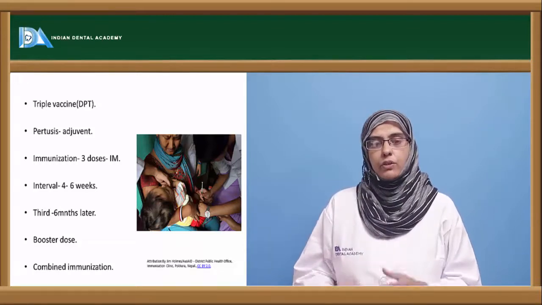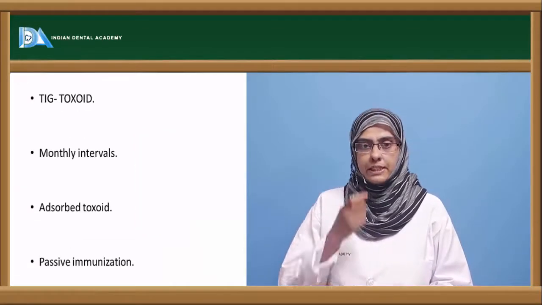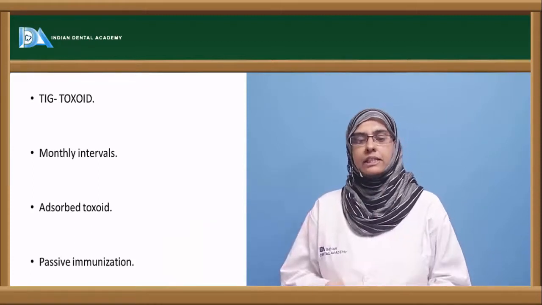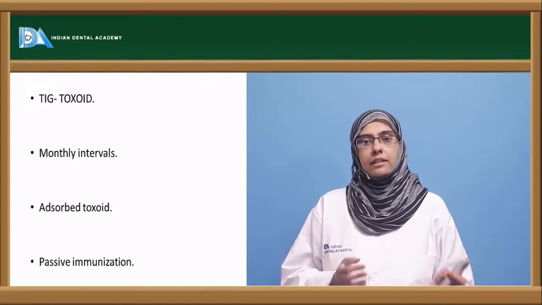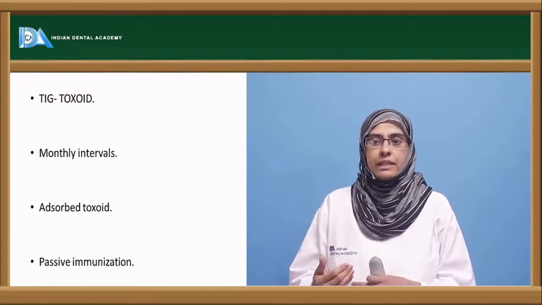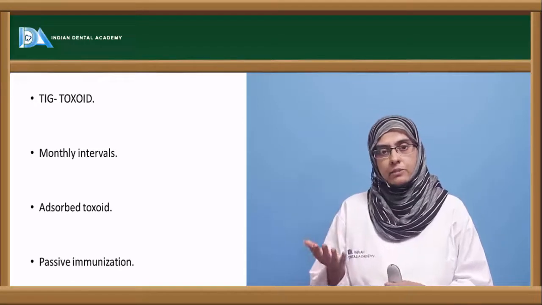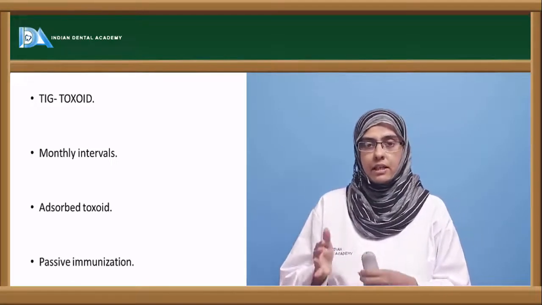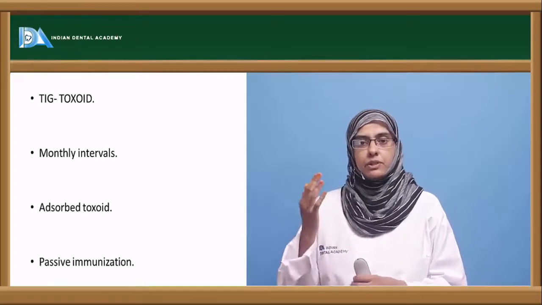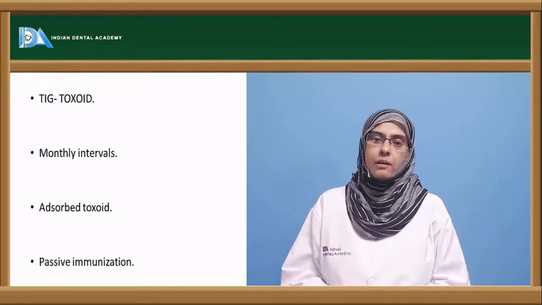Now, apart from that, you can go for combined immunization, where the TIG is given along with the toxoid. So, if the TIG is injected in one arm, the toxoid should be given on the opposite side. It is given at monthly intervals, and the toxoid that is mostly preferred over here is an adsorbed toxoid. So, when we are going for passive immunization, we should see to it that we are giving a combined immunization too.